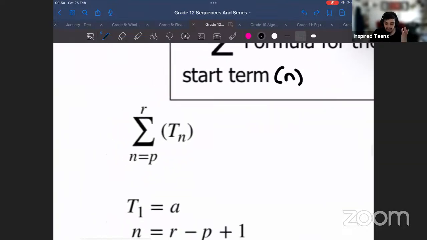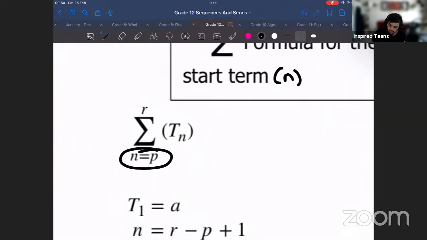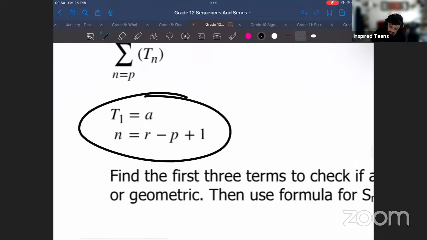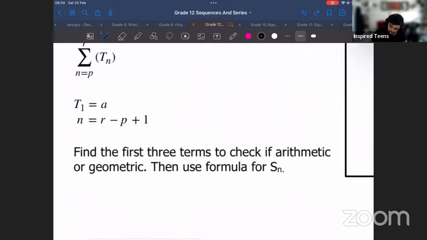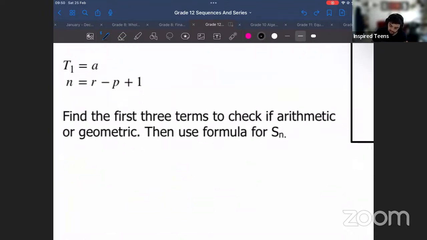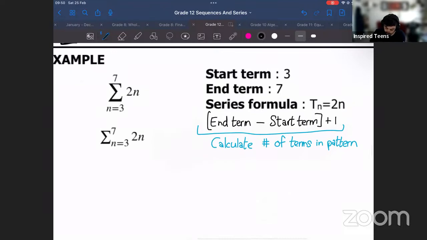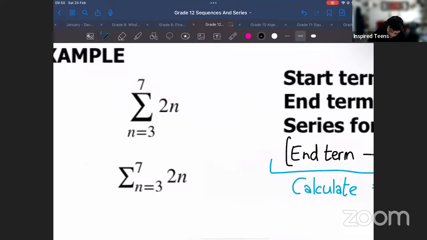So it looks something like this. The value here is the value of n for the start term, and the value of n for the end term is represented by r as any value. And then we write Tn right next to the sigma. This is important, we'll go through that in a second. Find the first 3 terms to check if arithmetic or geometric. We'll go through the steps as well. So let's look at this example and learn through it.